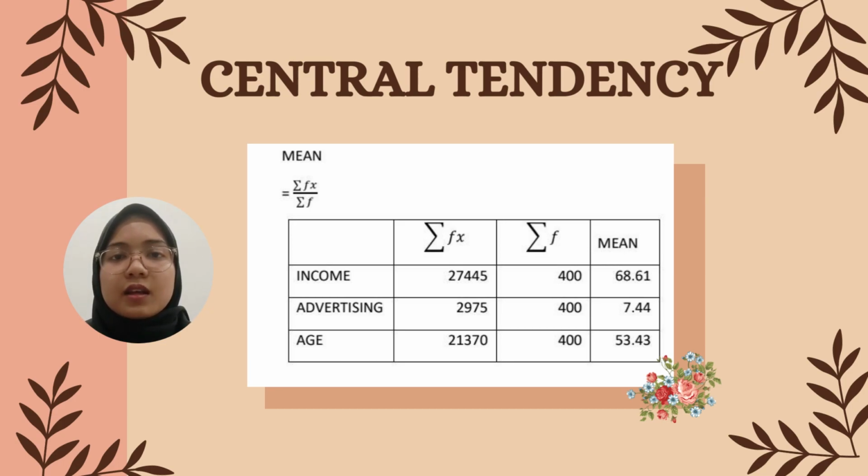Now, I want to present central tendency for set D. To calculate mean, we must divide total fx by total f. Mean for income is 68.61, for advertising is 7.44, and mean for age is 53.43.